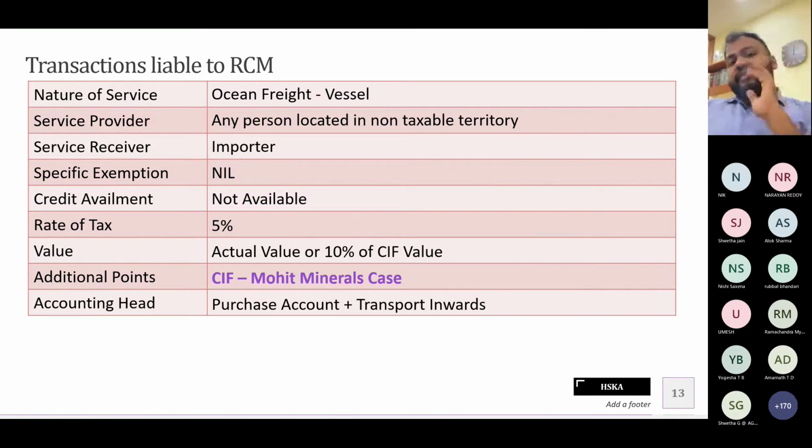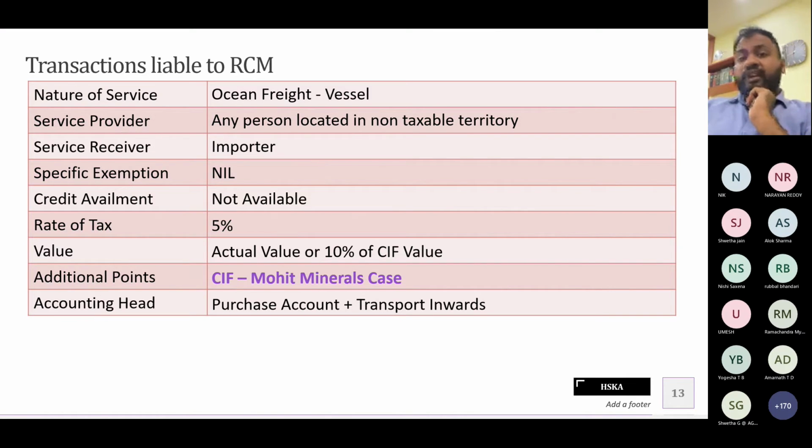Okay. Now, how do I identify whether I've imported the goods or not? Go to your 2A. You don't even have to go to books of accounts. All the import of goods, see the shipping port. You will be able to find out which consignment has come by ship and which consignment has come by air. Those ship transactions, you will have to see whether it is FOB or CIF. And on the CIF, you can ignore. On FOB, you are required to pay taxes.